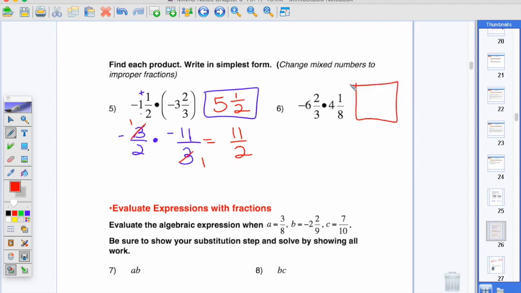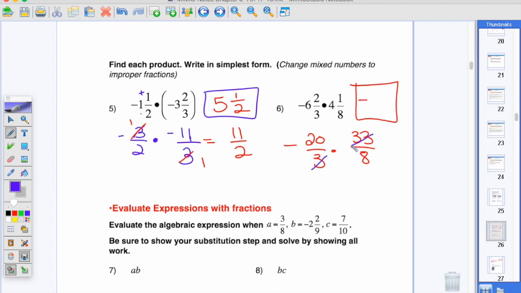Number 6 is negative 6 2/3 times 4 1/8. One negative in the problem, so my answer is going to be negative. Now I'm going to make them improper. 3 times 6 is 18, plus 2 is 20 over 3. And then 8 times 4 is 32, plus 3 is 33 over 8.